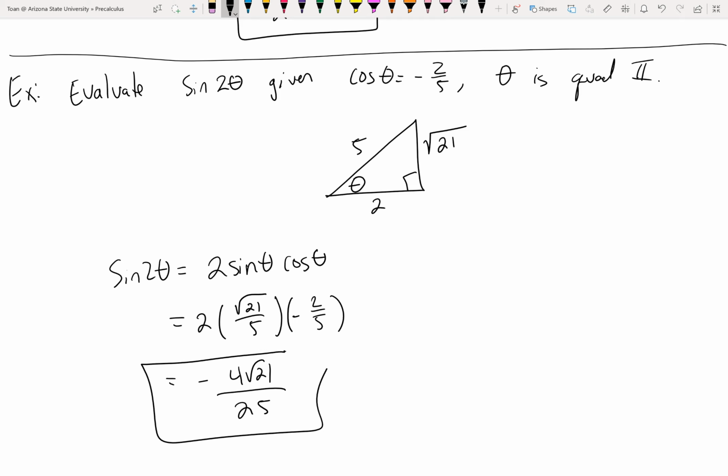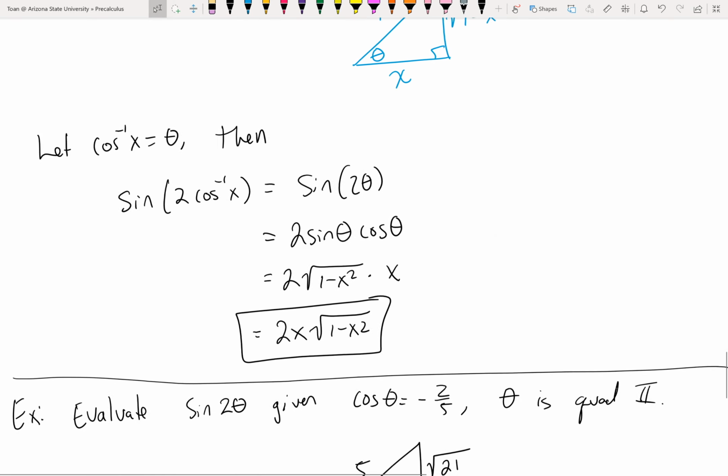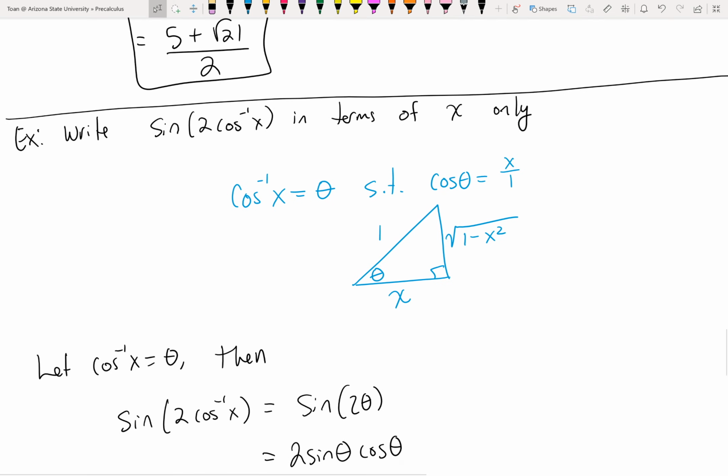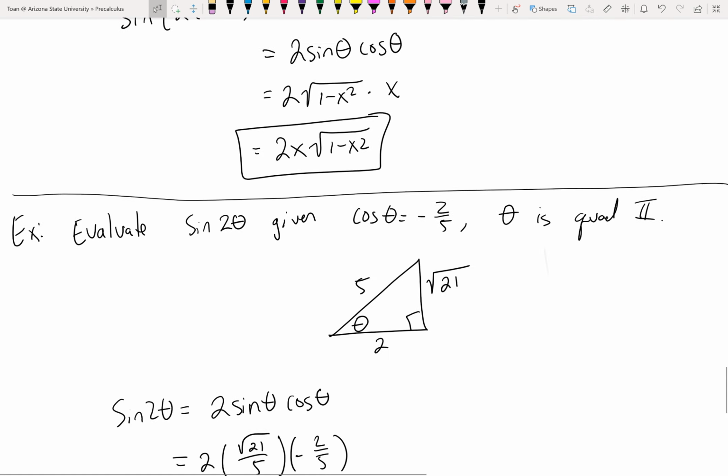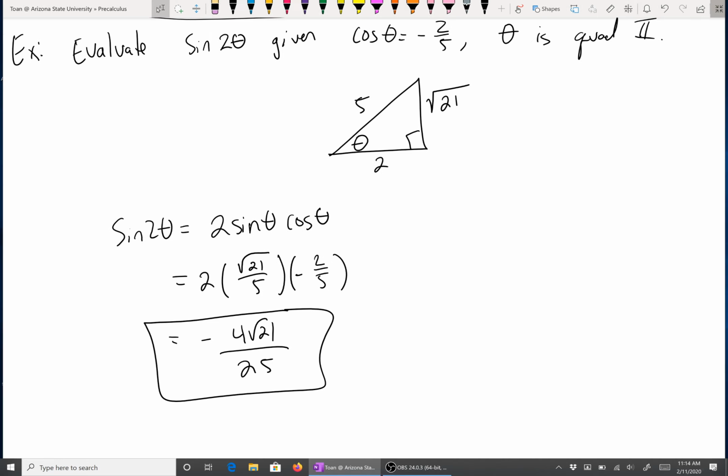So, easy peasy problem. In this section, you're just going to be asked to evaluate and simplify using these, quote, new identities, the double and half angle formulas, but the actual problems you're asked to do, evaluate sine of 2 theta given this information, or sine of 2 cosine inverse, are the same things we did yesterday, the same things we did in Unit 6, just with new identities. So good luck. Give that a practice.